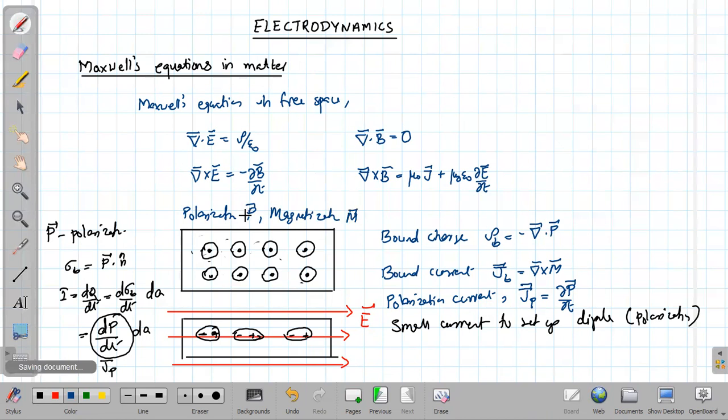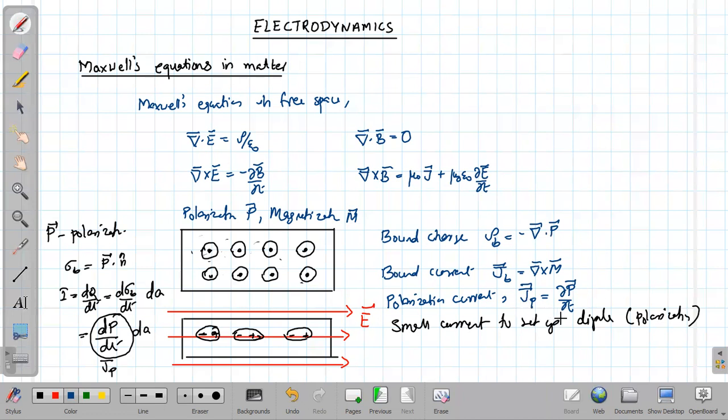The polarization is the electric dipole moment per unit volume, and magnetization is the magnetic dipole moment per unit volume. So due to the presence of polarization and magnetization inside a material, we'll have an additional volume charge density rho b equal to minus del dot P, and additionally there will be two extra currents. One is the bound current. We have already derived its expression in the last module while discussing magnetostatics in matter. And apart from that, there will be an additional current.